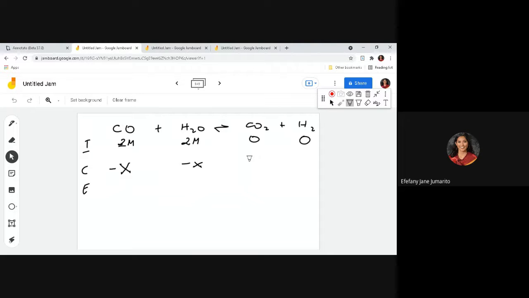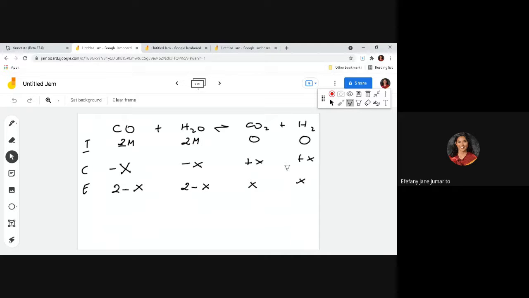Then what about CO2? That is positive x. And what about the ice? So at equilibrium, that will be 2 minus x. 2 minus x. And this one is x. So we have this. It's our ICE table. Okay. Now we have that one.